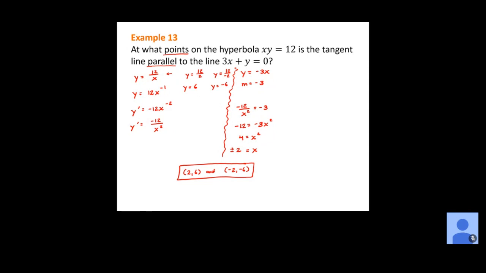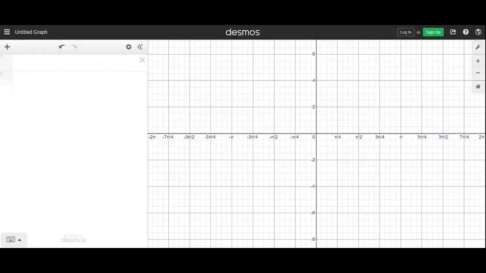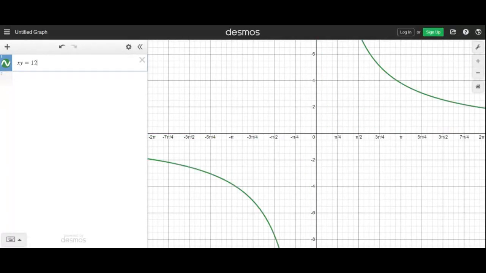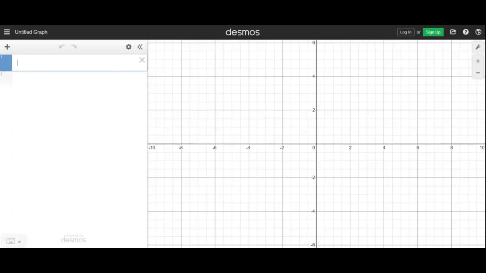Okay, so I'm going to switch over to Desmos, and I'm going to actually show you what this looks like on the graph, just so you know how you can check yourself and make sure that your answer makes sense. All right, we've got xy equals 12. So there's the hyperbola. Let me actually reset this graph so that it doesn't have trig on it. There we go. So xy equals 12.